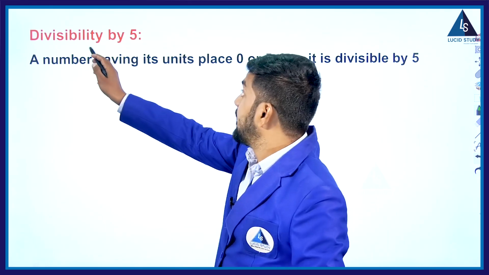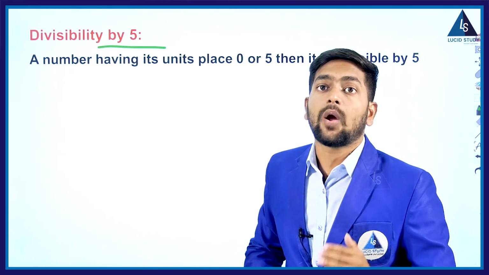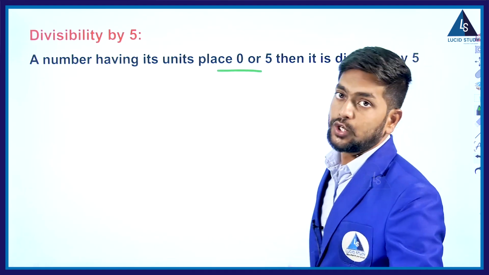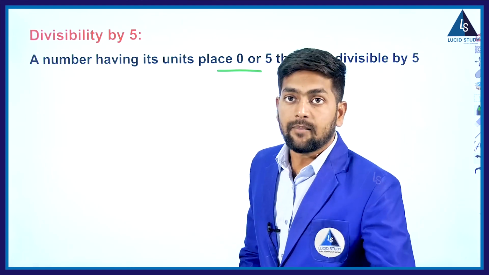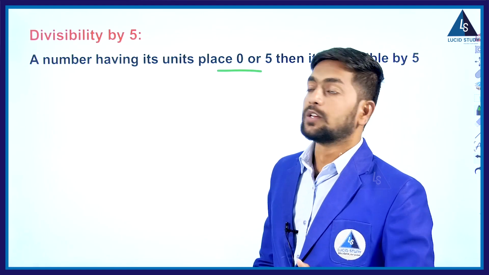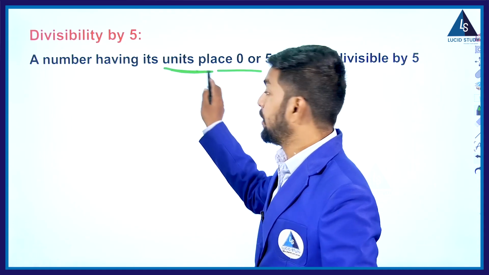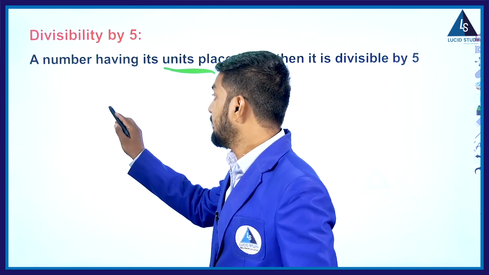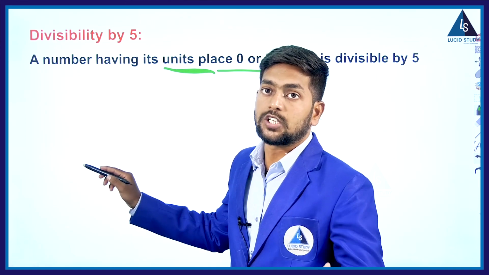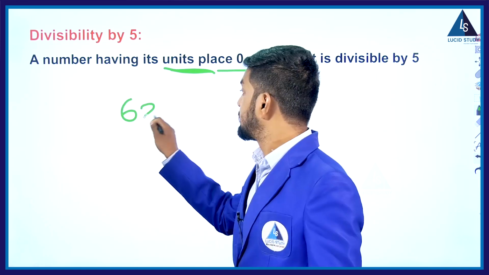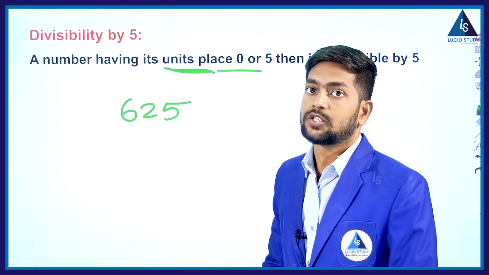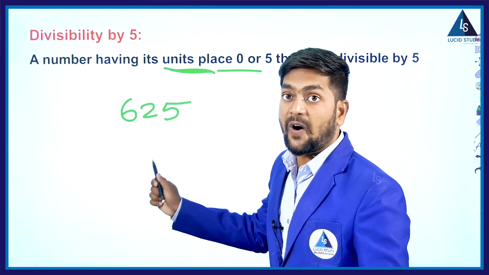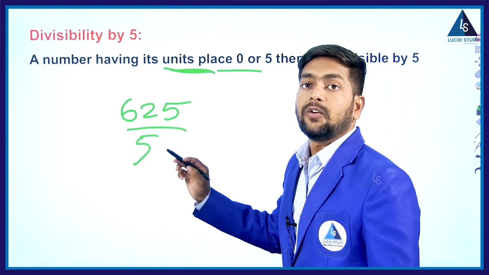Next, divisibility by 5. A number having its units place 0 or 5 is divisible by 5. So in the place of units, we have 0 or 5. I am taking a number with 0 or 5 in its units place. I am taking 625. Here in the place of units, we have 5. This will be divisible by 5.